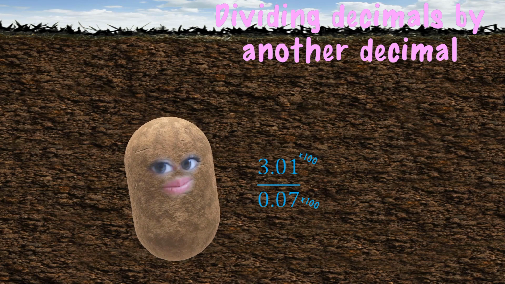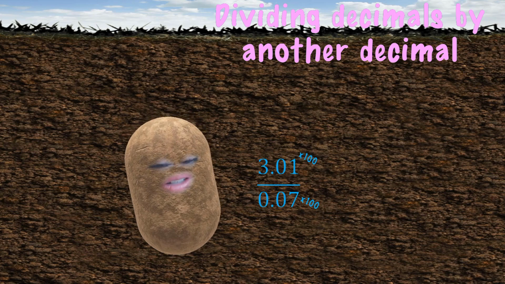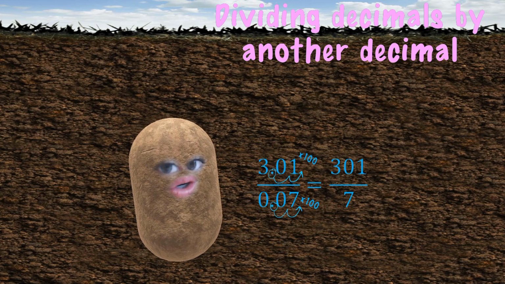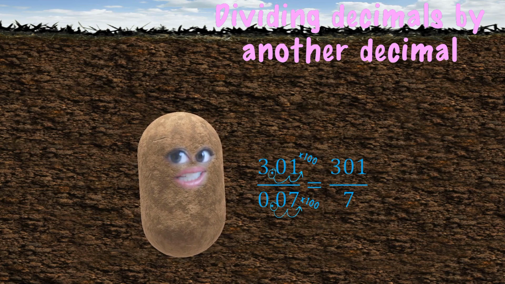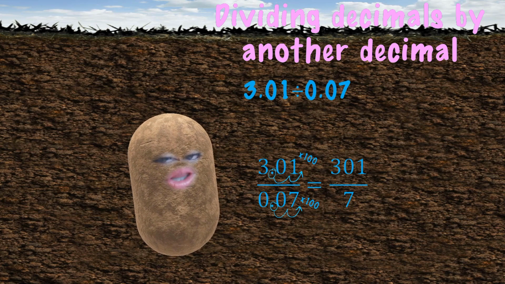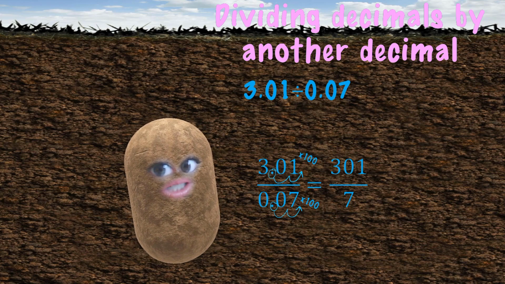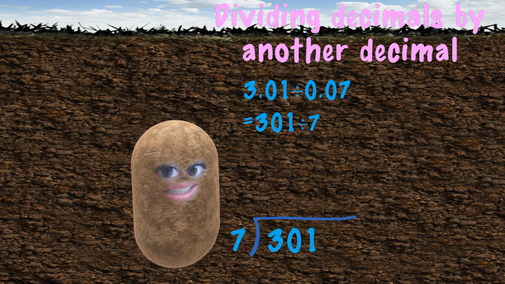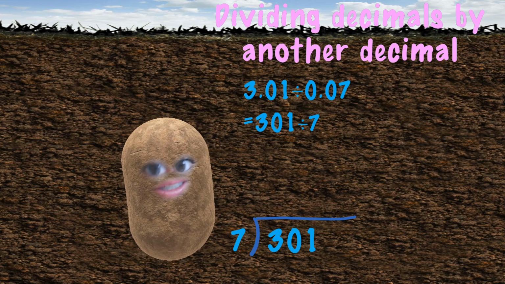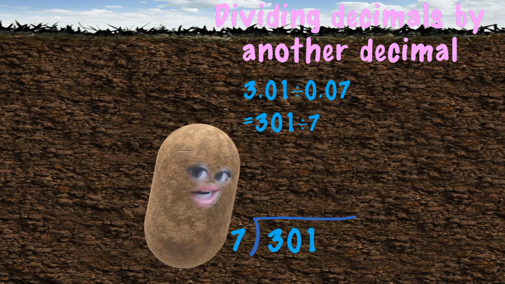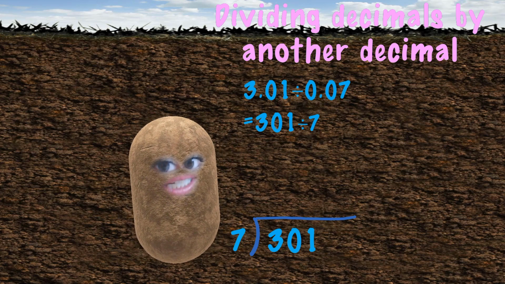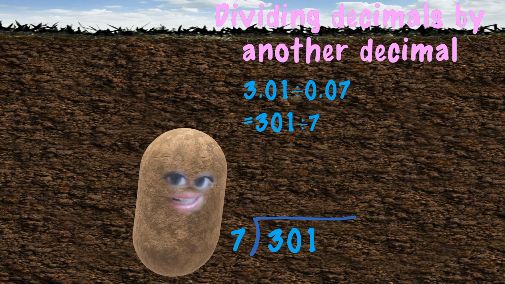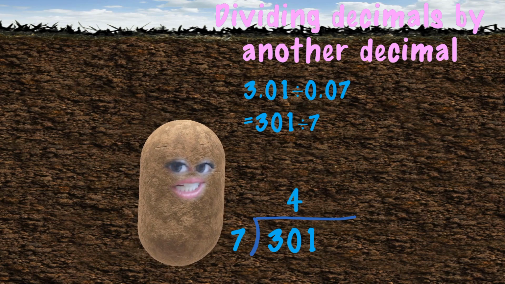So let's do that. We multiply the top and bottom by 100 by moving the decimal point twice, and we get 301 over 7, or 301 divided by 7, which means instead of doing 3.01 divided by 0.07, which is so much scarier, we can do 301 divided by 7. So let's do that. 7 to 3 doesn't fit. Let's move to the next number. 7 into 30. How many 7s fit into 30? 7, 14, 21, 28. So 7 times 4 is 28.